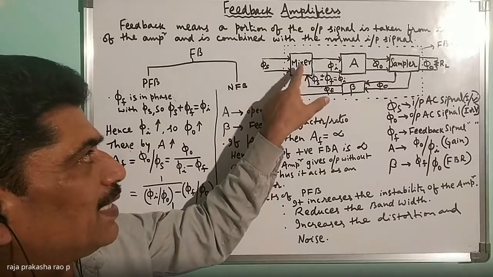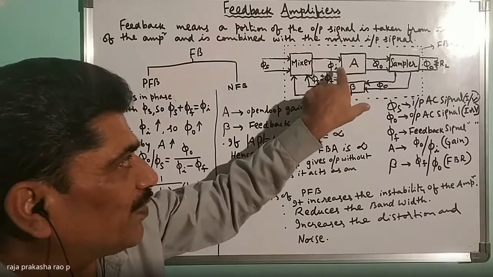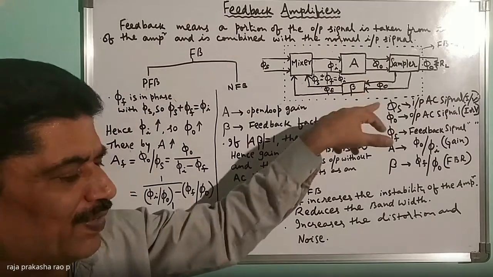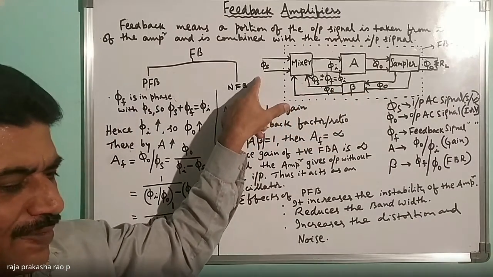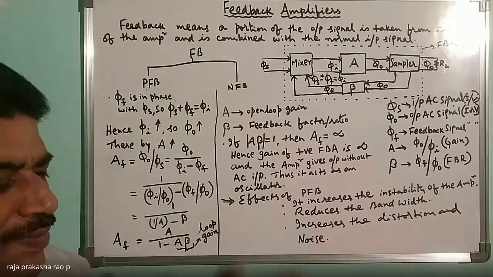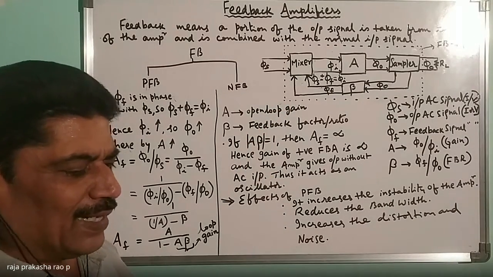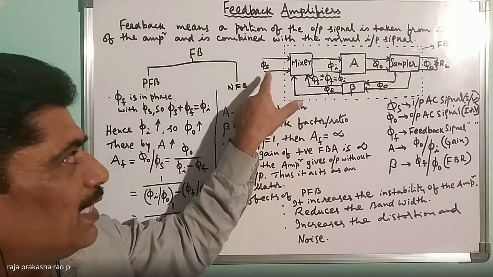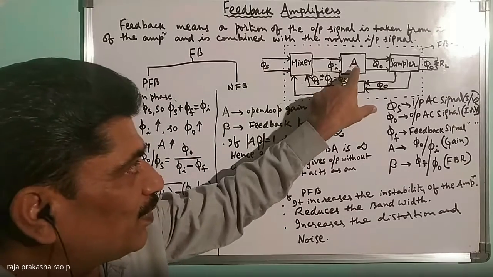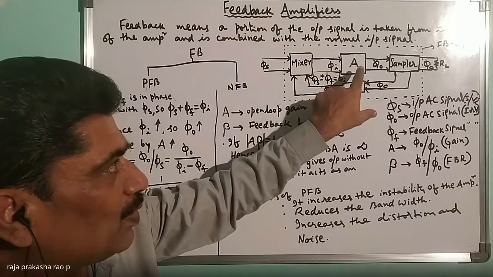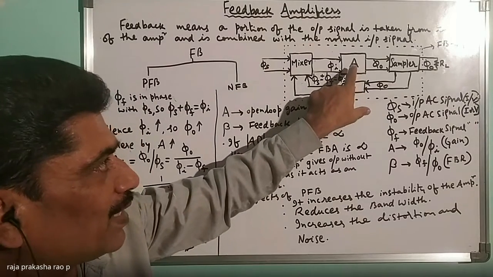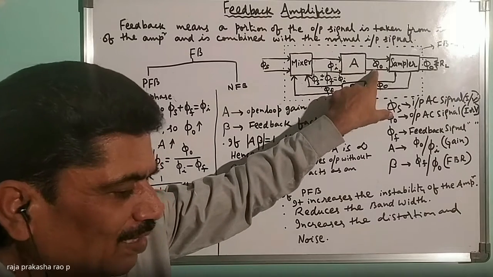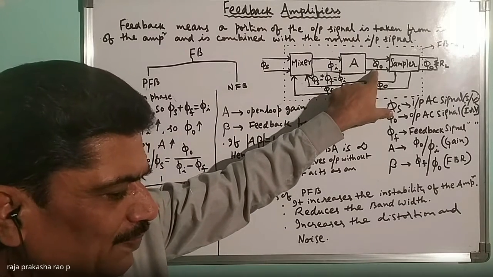Here is the input. Where is the input? For this amplifier, phi I is the input. Okay, and for the overall amplifier, the input is phi S. Now a portion of the output signal is collected and then it is added to the input signal. Here input signal is phi S. For this basic amplifier whose magnitude is A, input is phi I and output is phi naught. Okay, you follow this.